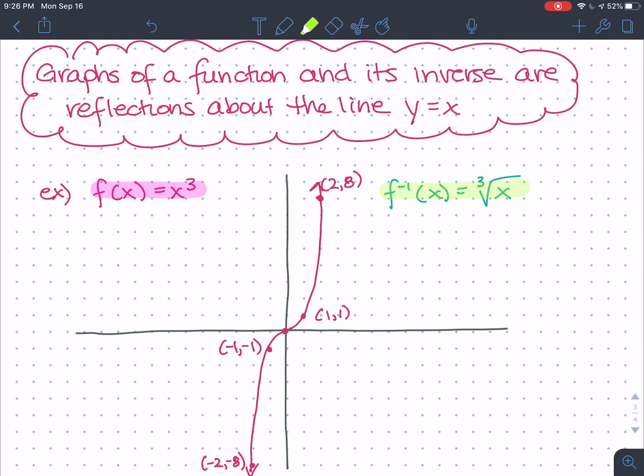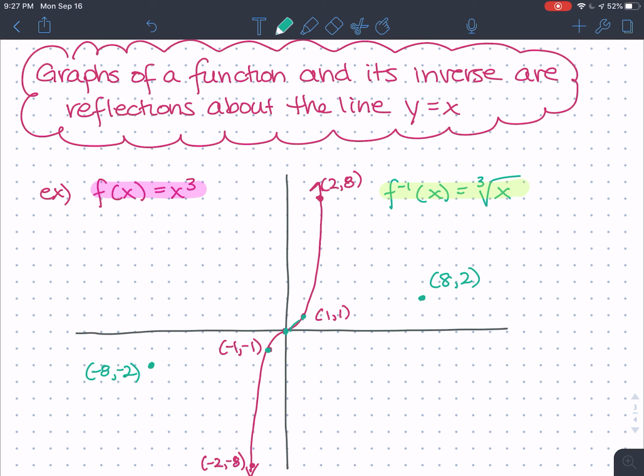Okay, so now I'm going to graph its inverse. Based on what we did with our parent functions, these points should be familiar to you. The cube root of 0 is 0. The cube root of 1 is 1. The cube root of 8 is 2, so that point is also on there. Likewise, the cube root of negative 1 is negative 1, and the cube root of negative 8 is negative 2.